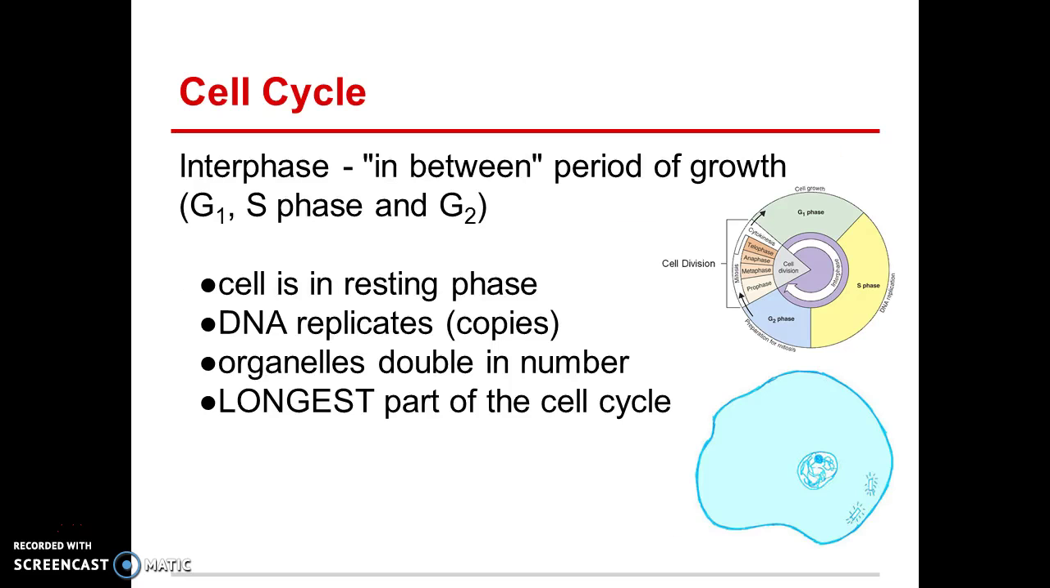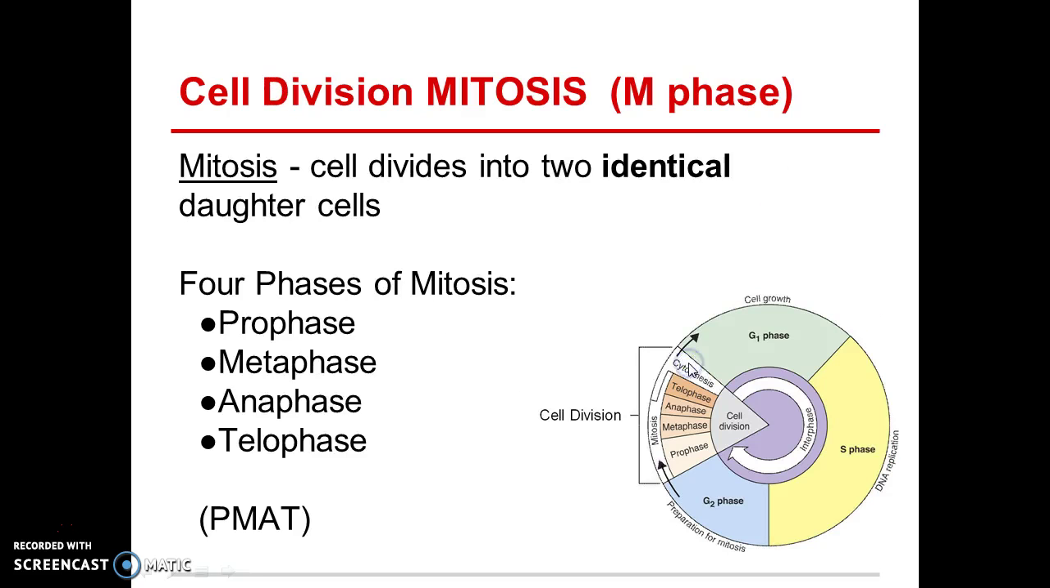So interphase, the one that includes G1, S, and G2, is going to be the longest period of growth. The cell is resting, and the DNA is replicating, and the organelles are doubling in number, and it is the largest part of the cell cycle. Cell division is called mitosis, the M phase.